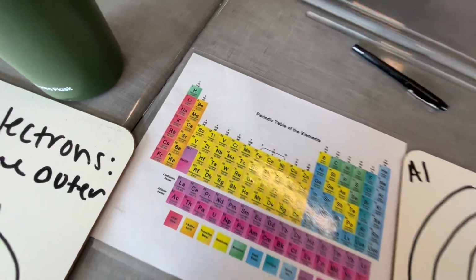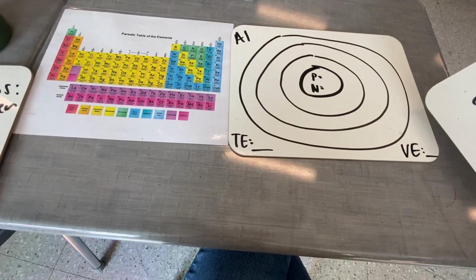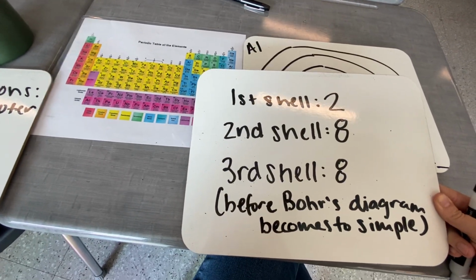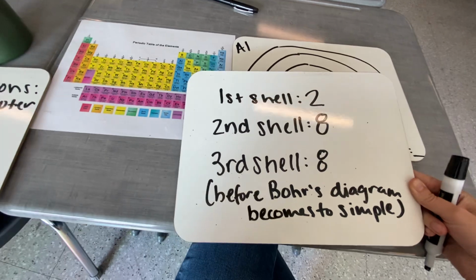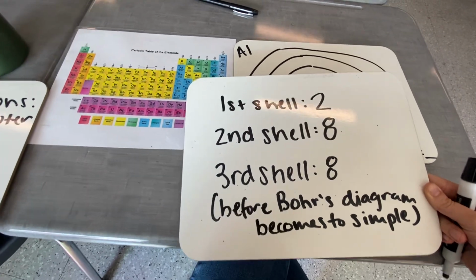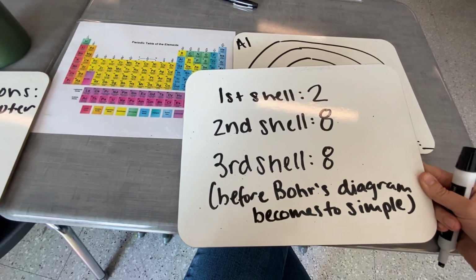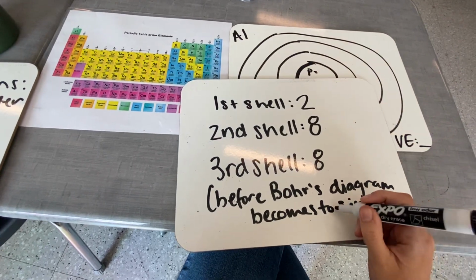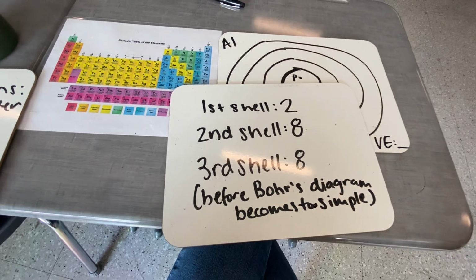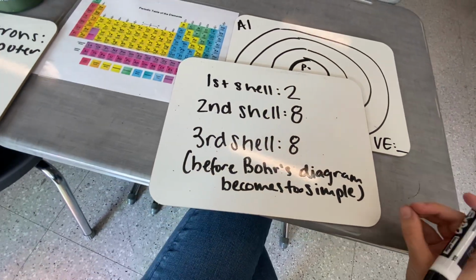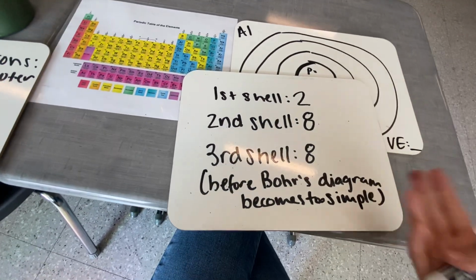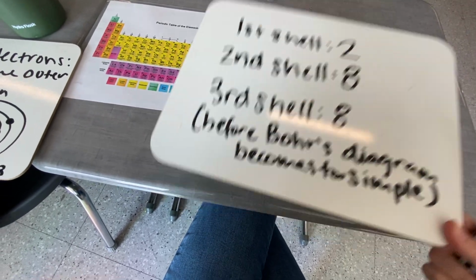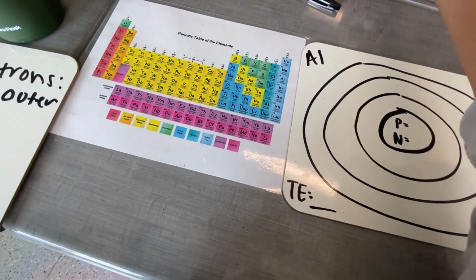We are putting electrons into their proper shells or energy levels. Our first shell can hold 2 electrons, our second shell can hold 8 electrons, and our third shell can hold 8 electrons in this instance. After 8 electrons, Bohr diagrams become too simple for us to use, and that is why we need to learn electron configuration in the first place, because Bohr diagrams are not complex enough for the complex elements.